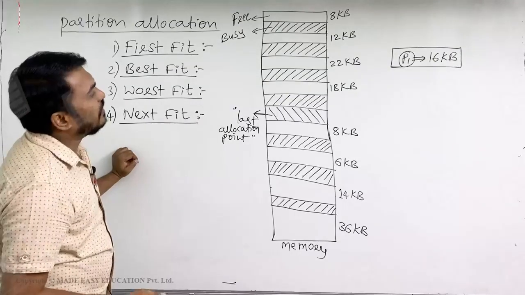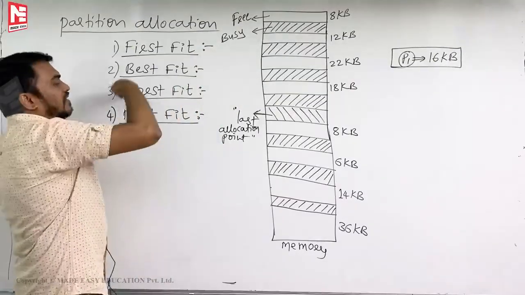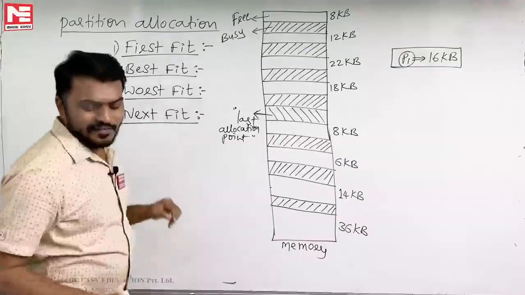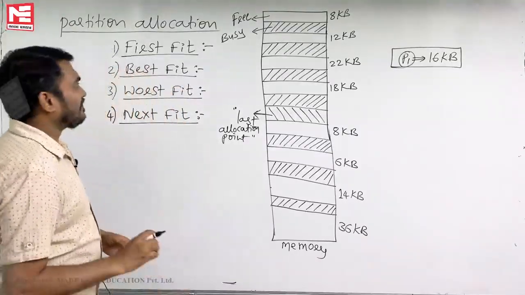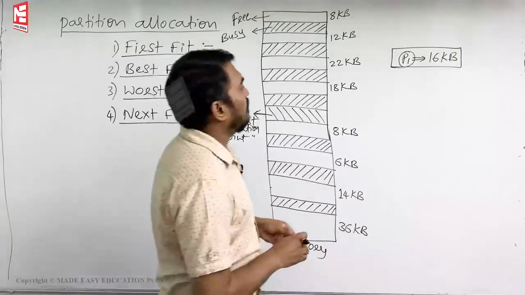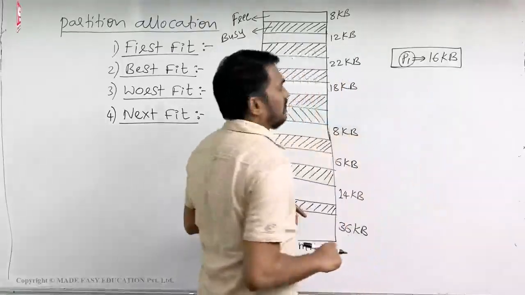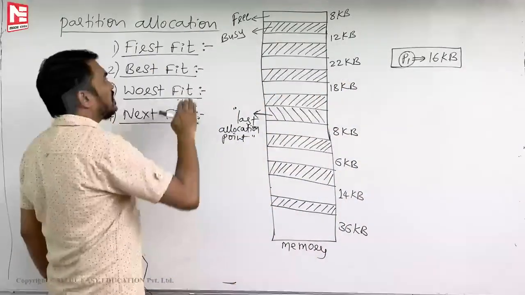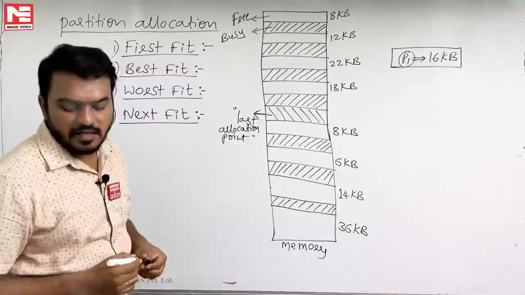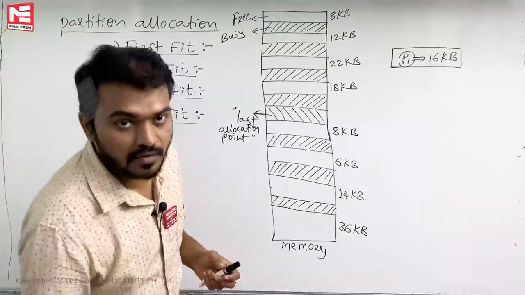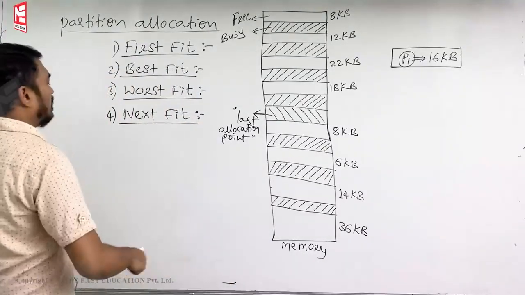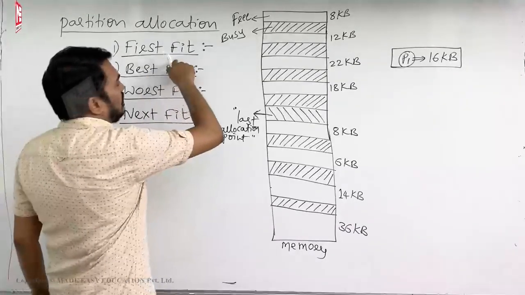Okay, understand here. Write this beside it, on the side. So P1 is requesting 16 KB of memory. Now you have to tell me, using various partition allocation methods, in which partition you are going to accommodate it. Is that clear? Now tell me, if I use the first fit, tell me.